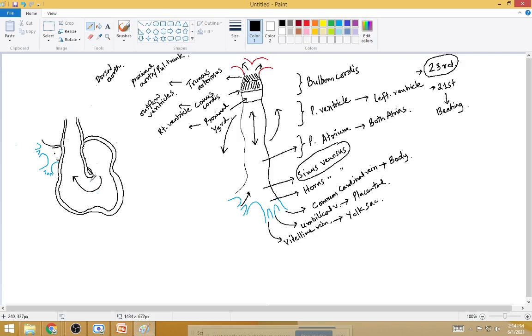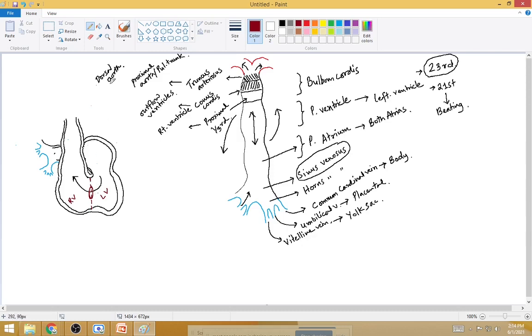Okay, so this part becomes the interventricular. So this is the future right ventricle, this is the left ventricle. So this becomes the interventricular canal, from where the blood will flow.